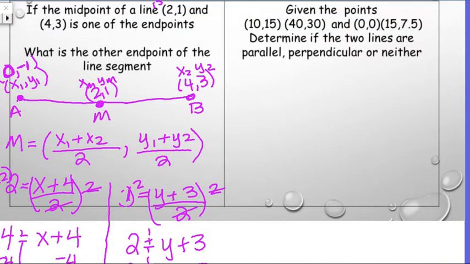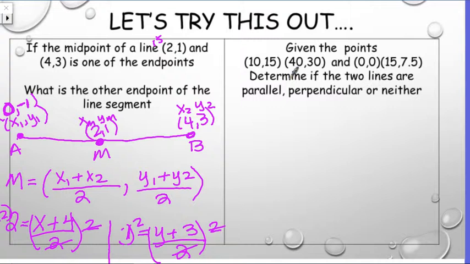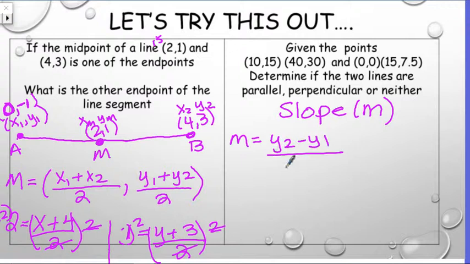Okay, so let's talk about this second question. It says, given the points (10, 15), (40, 30), and (0, 0), (15, 7.5), determine if the two lines are parallel, perpendicular, or neither. If I'm going to answer this question, I need to find the slope, which is symbolized by M. On your formula sheet, they tell you that slope equals Y2 minus Y1 over X2 minus X1. So we are going to find the slope of each pair of ordered points, and then we're going to compare those slopes at the end.